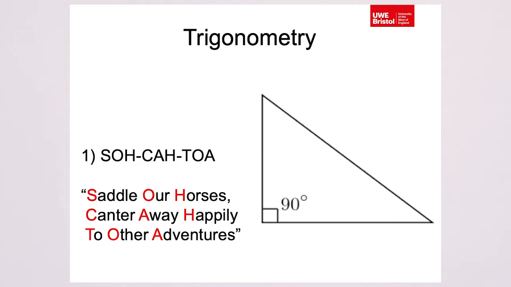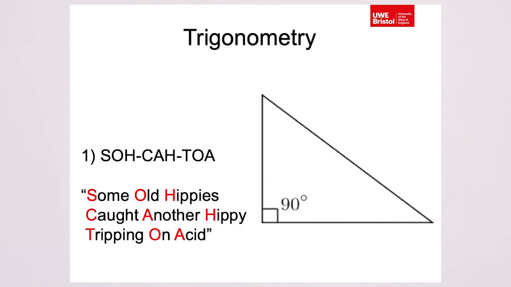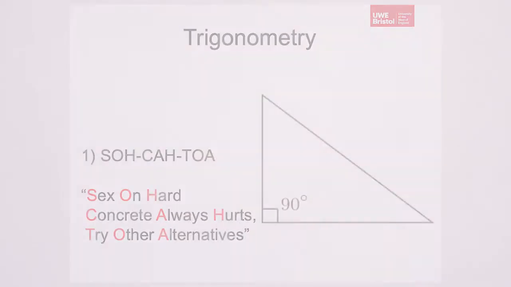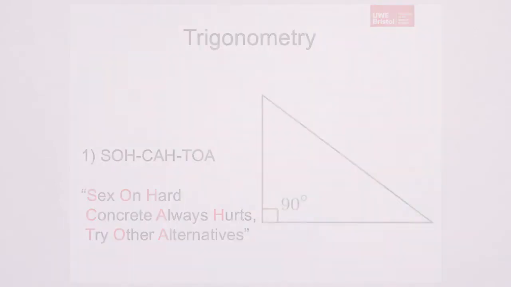And if you can remember that sentence, you can remember Sohcahtoa, and therefore you can unpack that to do your trigonometry. Other ways of remembering Sohcahtoa are: sense of humour can always help to overcome awkwardness, some old hippies caught another hippie tripping on acid, and sex on hard concrete always hurts, try other alternatives.